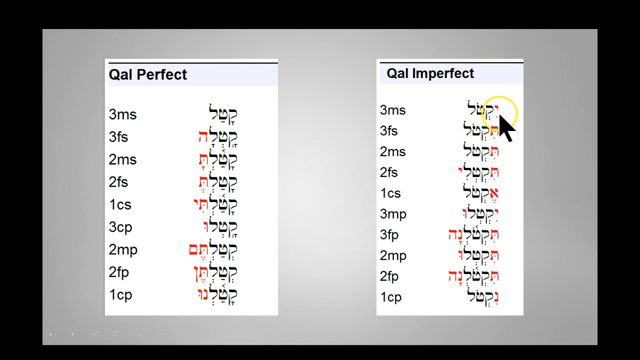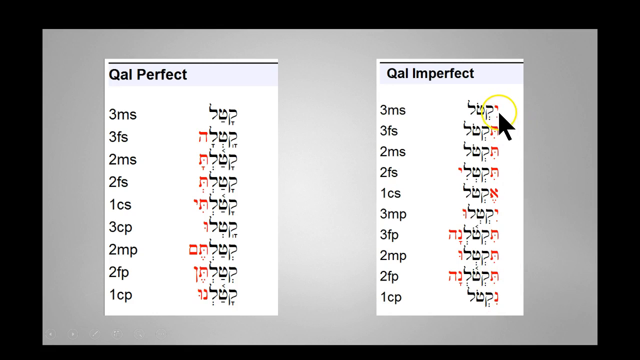Qal imperfect. Yiqtol, tiqtol, tiqtol, tiqtli, eqtol. Yiqtelu, tiqtolna. Notice the accent. Tiqtelu, tiqtolna. These two forms are exactly the same. Help you remember it. Niqtol.